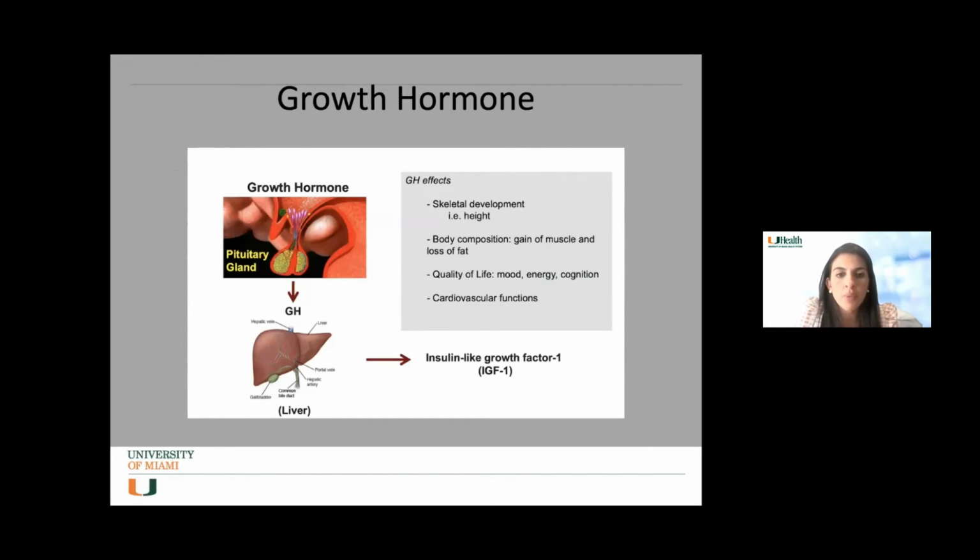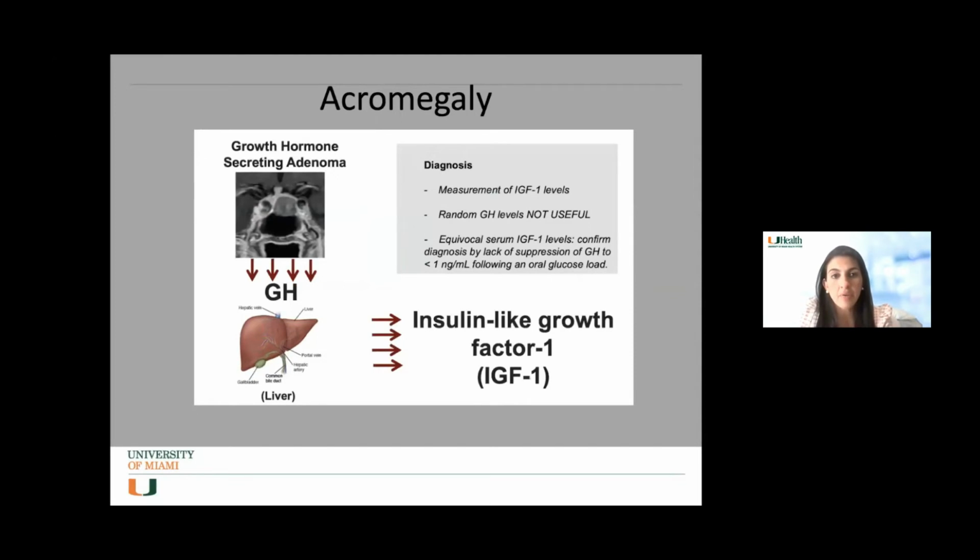As we know, growth hormone is secreted by the pituitary gland and acts on the liver, which secretes IGF-1. And it acts throughout the body, in skeletal development and body composition, gain of muscle and loss of fat. It's known to have important impacts on quality of life, cognition, and also cardiovascular function. So it's clear that if you have an excess of this, some of these things are going to be impacted. In the setting of acromegaly, you have a growth hormone secreting adenoma, which is going to secrete excess amounts of growth hormone. And then you're going to get high levels of insulin-like growth factor, which act on these end organs and can cause problems, right?